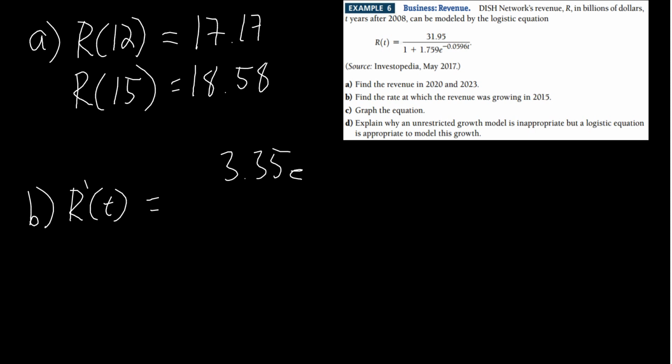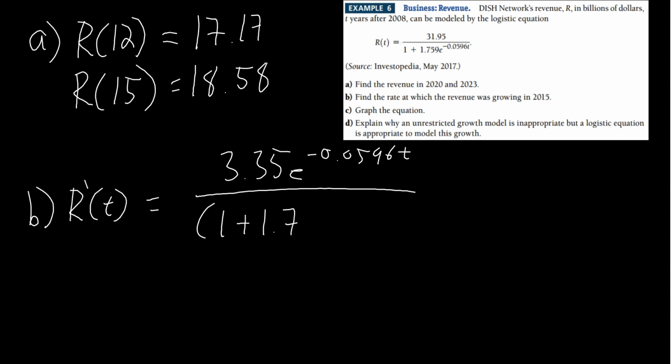3.35e to the... golly, this problem is ridiculous. 1 plus 1.759e to the negative 0.0596 all over low squared. Holy moly. All right, it actually wasn't as bad as I played it out to be.